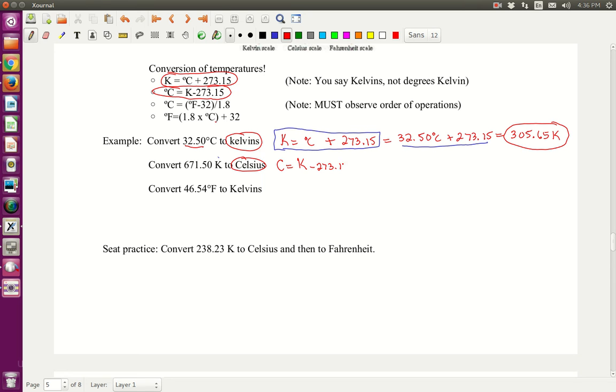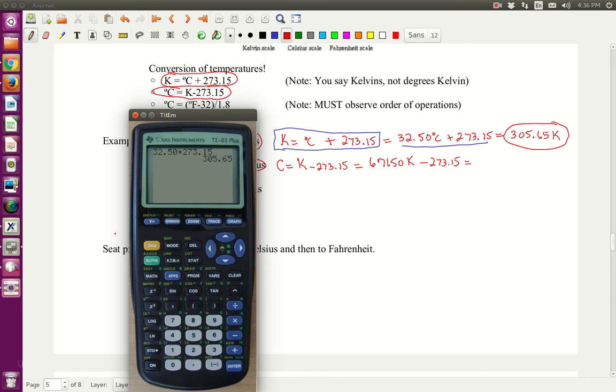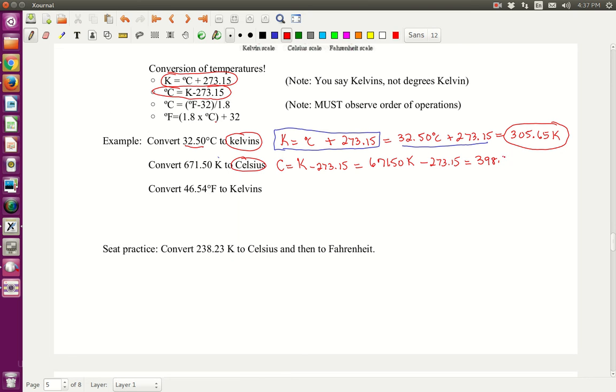Minus 273.15. And then I'm going to put right in my actual values. I have 671.50 kelvins minus 273.15, and that's going to give me my Celsius temperature. Pull my calculator back up and do this. 671.50 minus 273.15, enter. 398.35. 398.35 degrees Celsius. That's my final answer, so I circle my final answer.